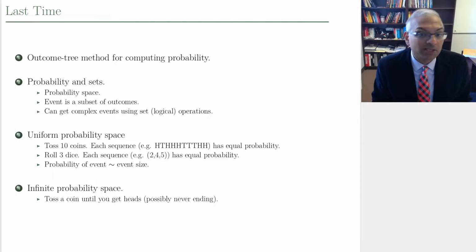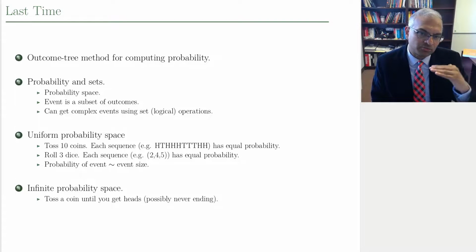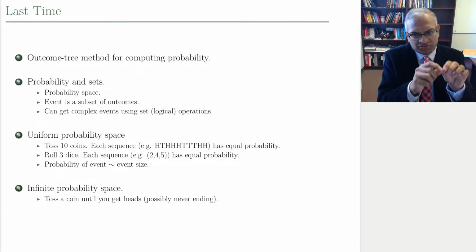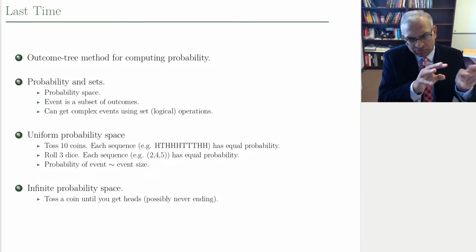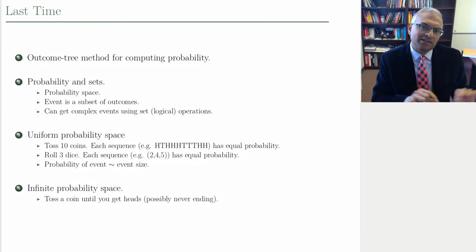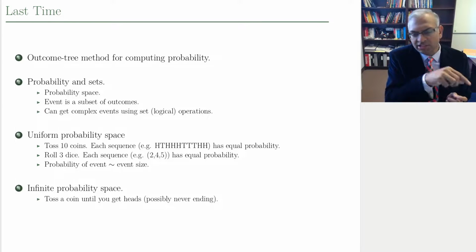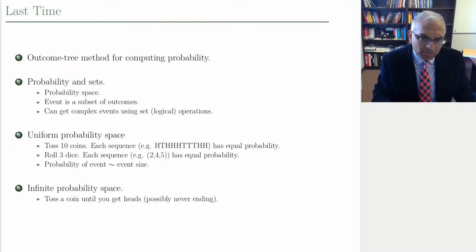And one of the most popular methods for getting this probability space, especially when you're working with a real-world experiment, is the outcome tree method, which breaks down the experiment into steps, and each step causes the tree to branch. Once you collect all this branching together, at the leaves of this tree you have your outcomes. Then you assign probabilities to each branch in the tree, and then you multiply probabilities to get the probabilities of each outcome. So we discussed that last time.